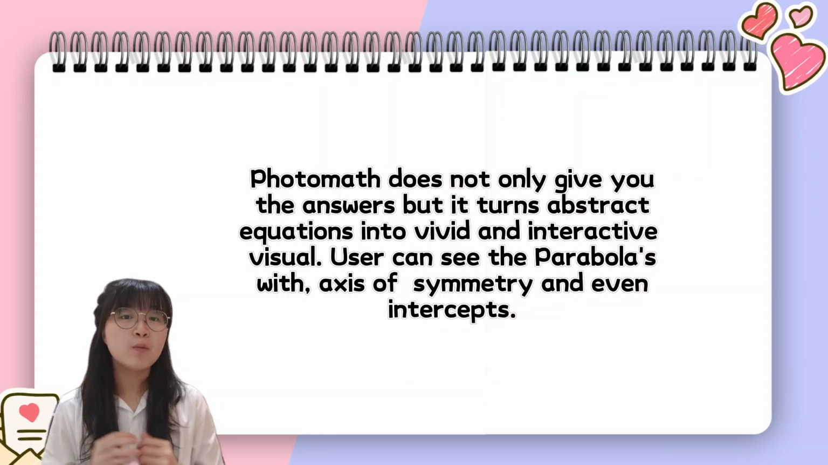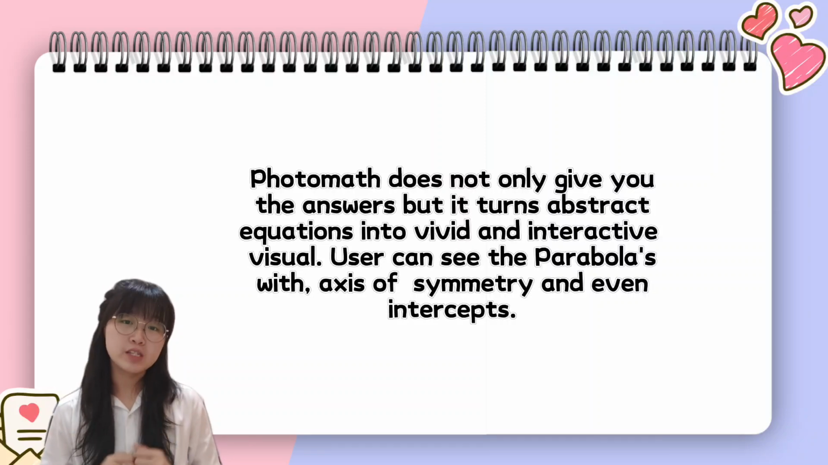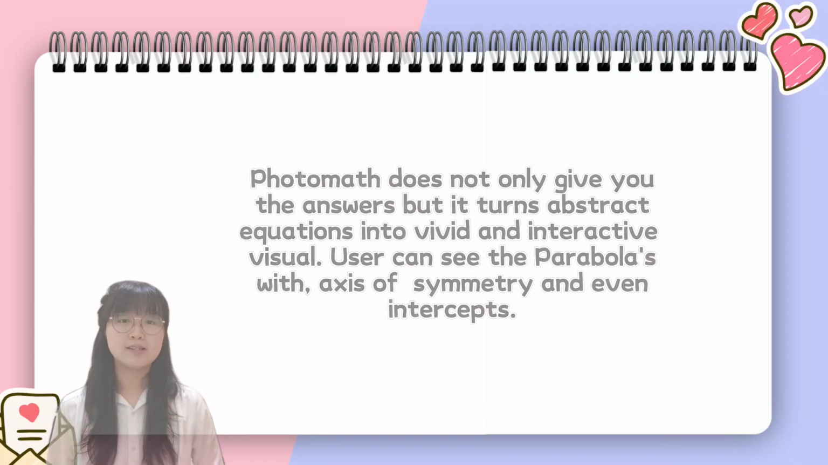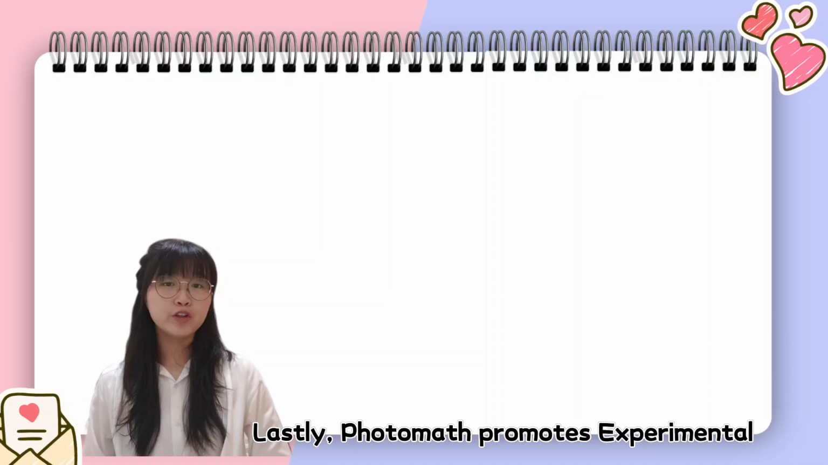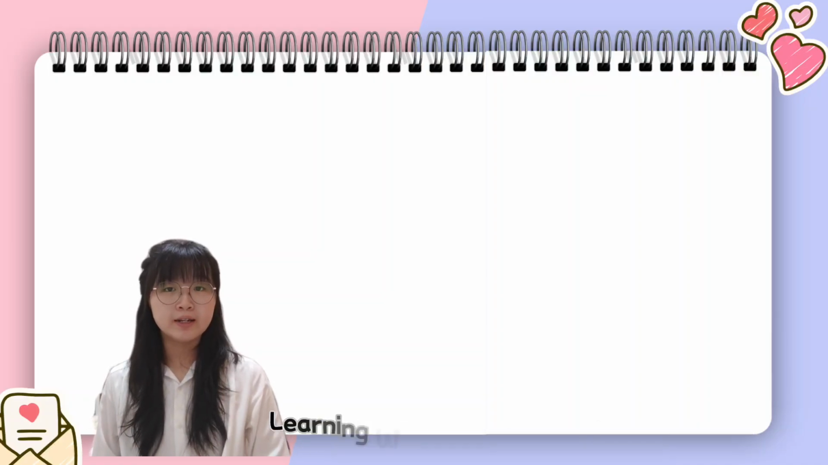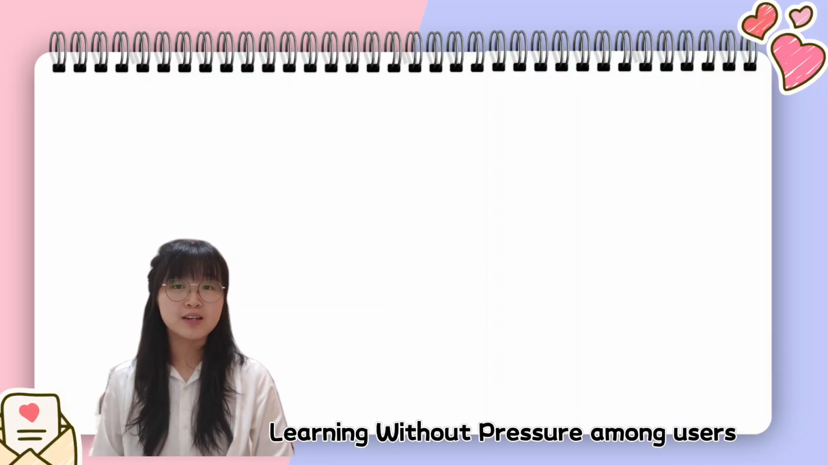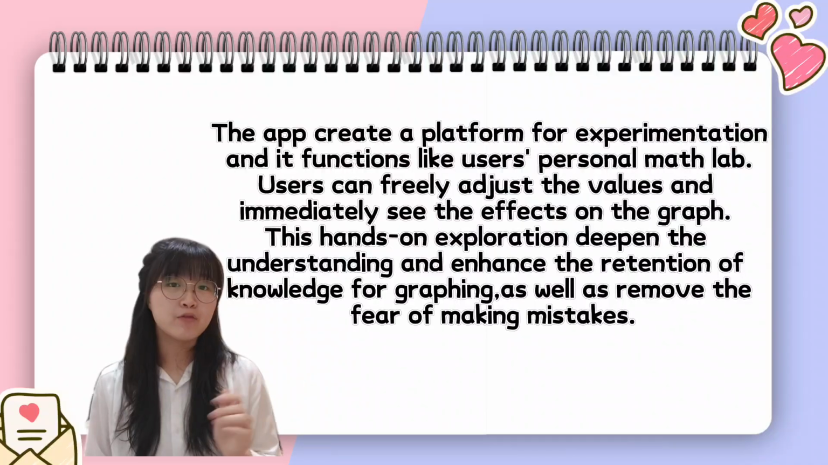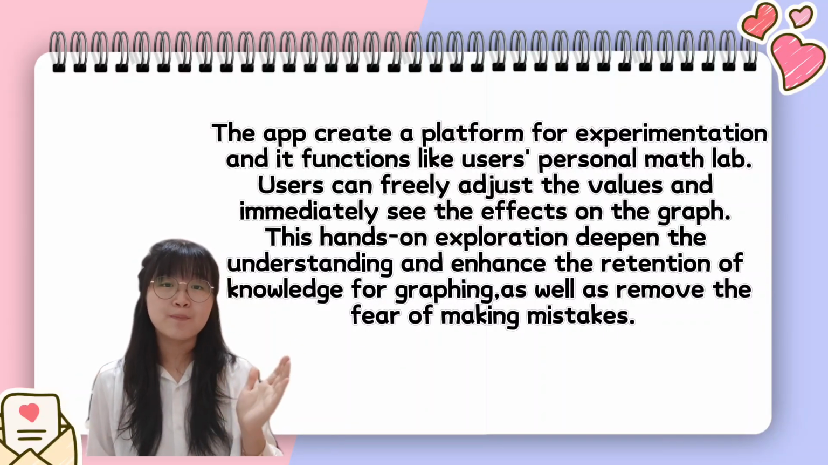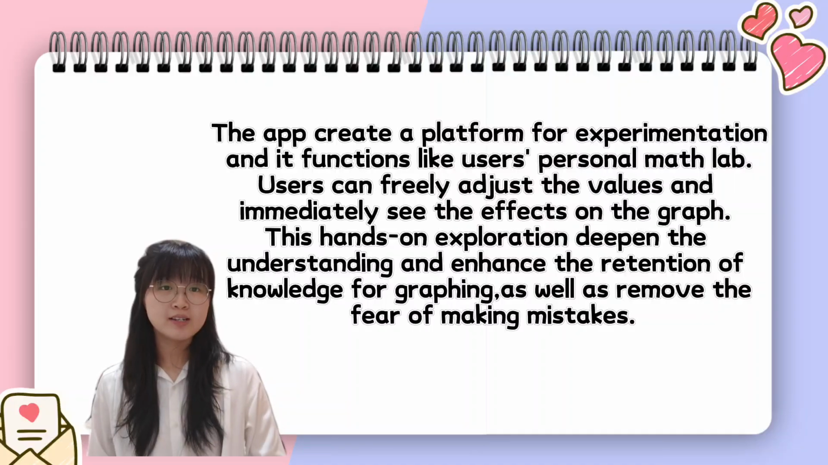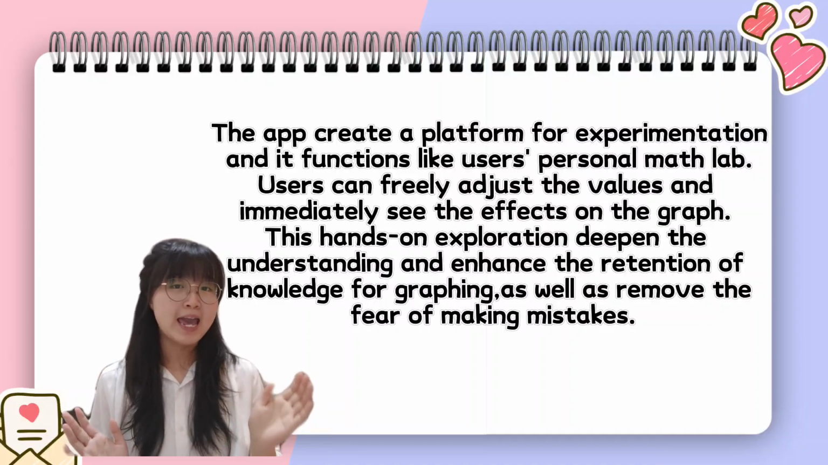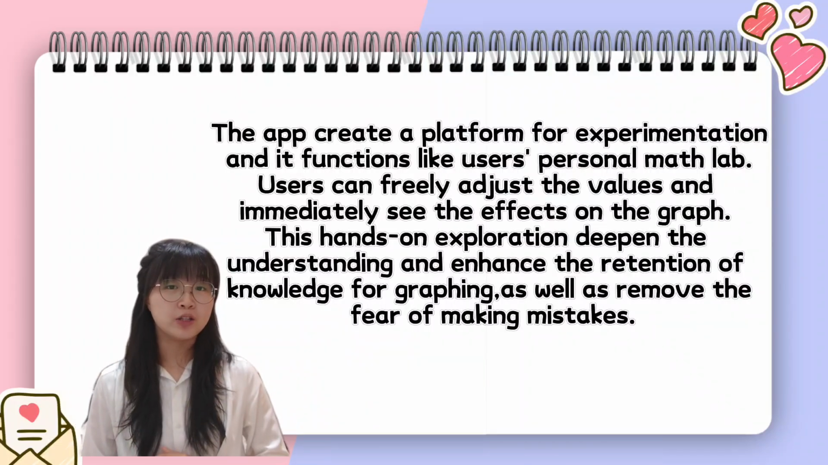User can see the parabola's width, axis of symmetry, and even intercept. Lastly, Photomath promotes experimental learning without pressure among users. The app creates a platform for experimentation, and it functions like user personal math lab. Users can freely adjust the value and immediately see the effects on the graph.